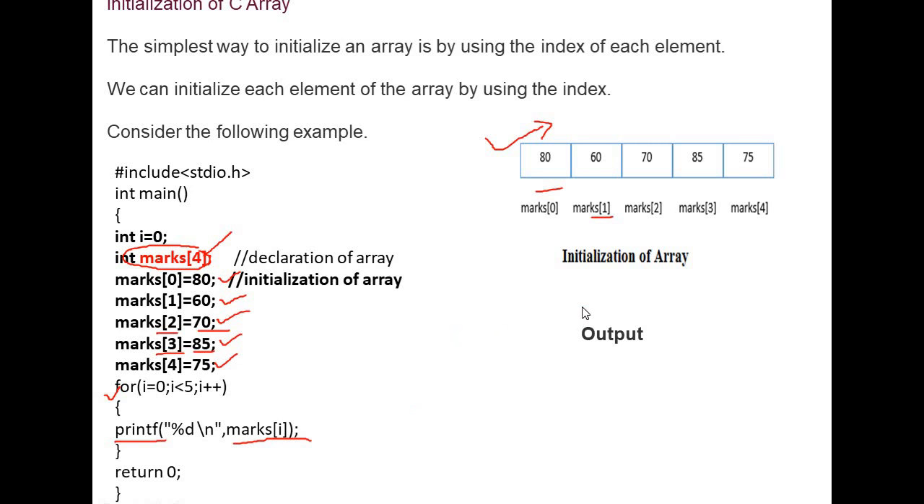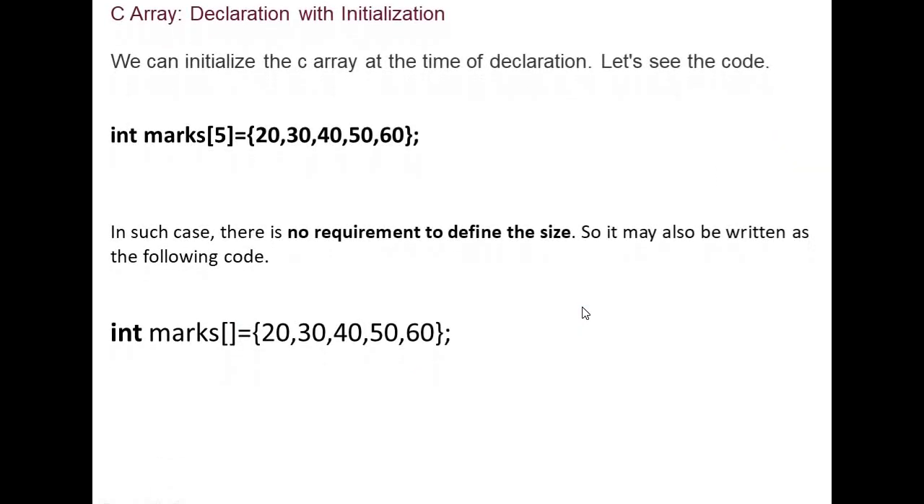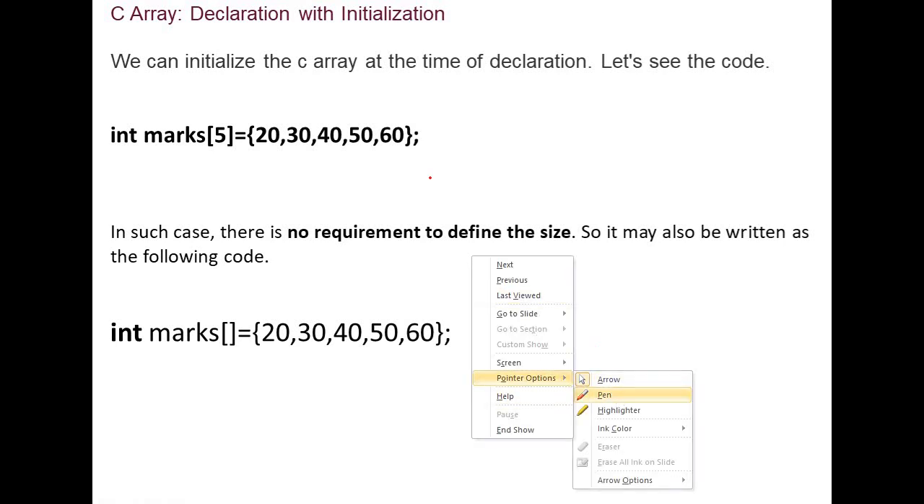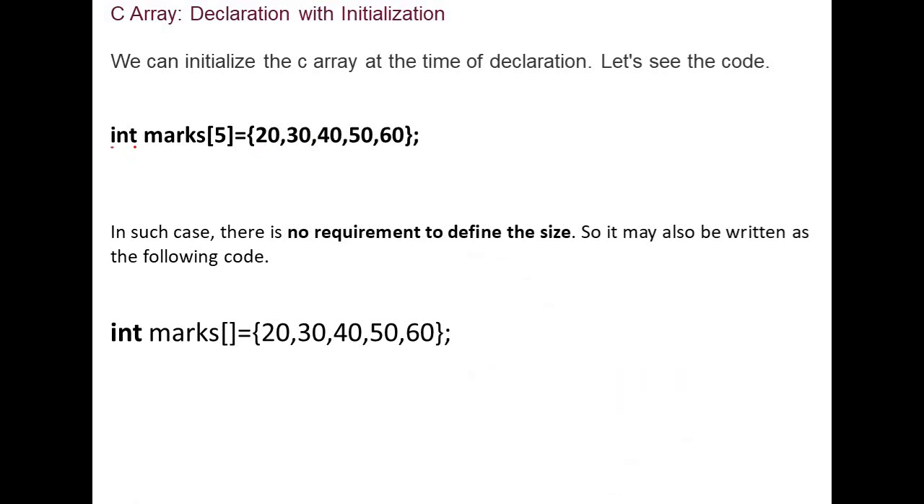Now the next example: we can also initialize the array at the time of declaration. This is one method to initialize the array. When we are declaring the array, here again I am taking int as the data type, the array name is marks, and the array size is 5. This array stores 5 elements: 20, 30, 40, 50 and 60. This is another method of initialization of the array while you are declaring it.